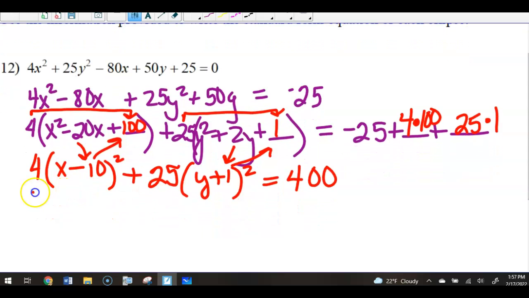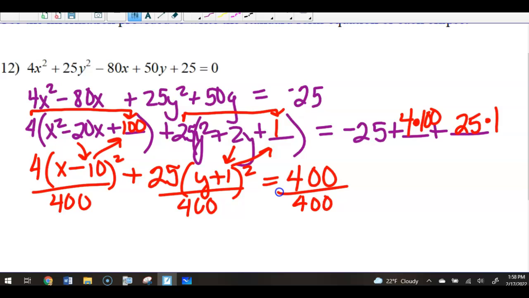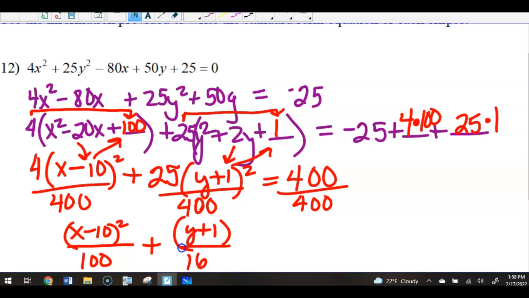So this turns out to be 400. Then we have to make it equal 1 because that's what they look like. So we divide everything by 400. And we get x minus 10 squared. 4 goes into 400 and reduces 100 down here. 25 goes into 400. I want to say 16, but I'll check. 400 divided by 25 goes in 16 times. And this was a y plus 1. And 400 over 400 is 1.